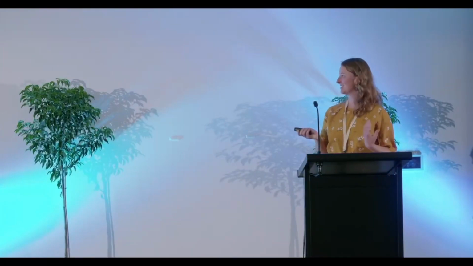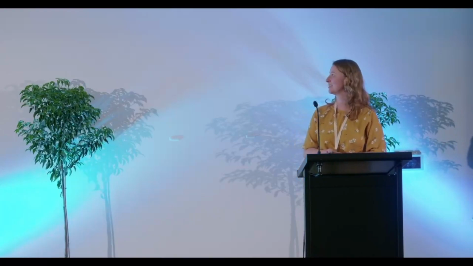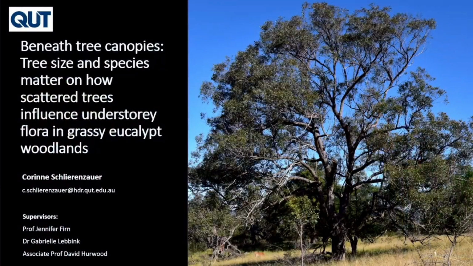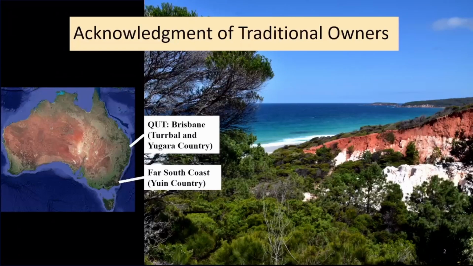So I'm a PhD candidate, and today I'm presenting one of my PhD studies, which has the title Beneath Tree Canopies, Tree Size and Species Matter on How Scattered Trees Influence Understory Flora in Grassy Eucalypt Woodlands. First of all, I'd like to acknowledge the traditional owners of the places where I have conducted my PhD. So I'm based in Brisbane on Turrbal and Jagera country, and my fieldwork was at the far south coast in New South Wales, in Yuin country. I'd like to pay respect to the elders, past, present, and emerging.